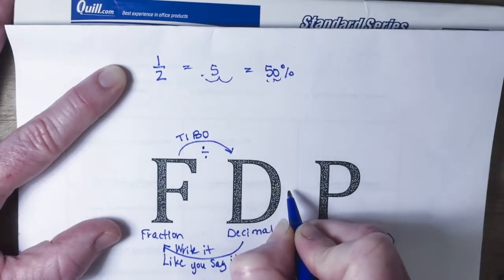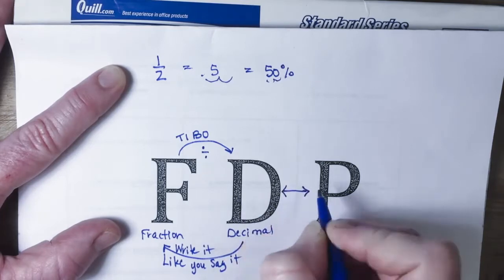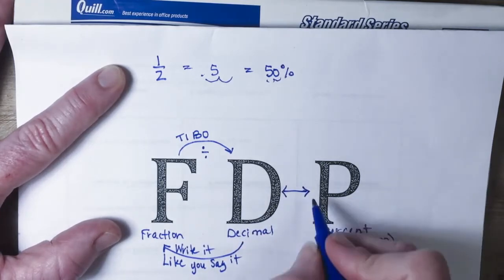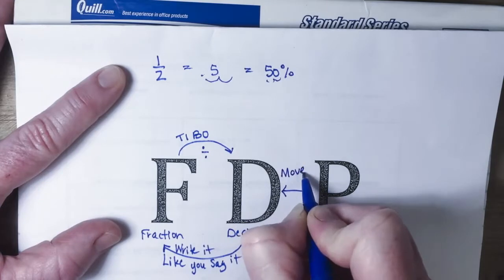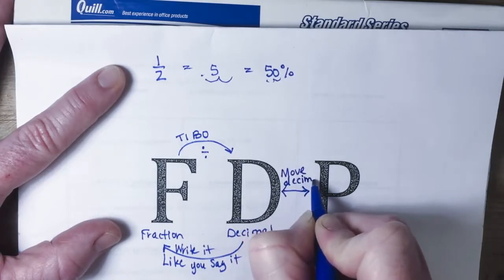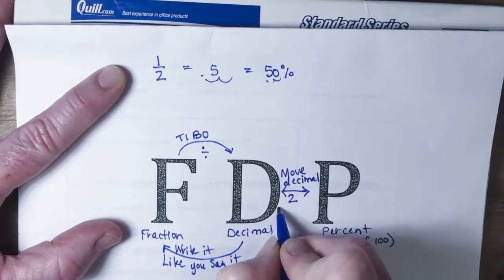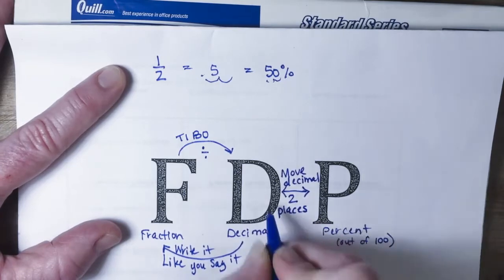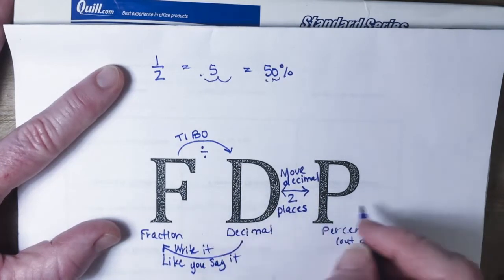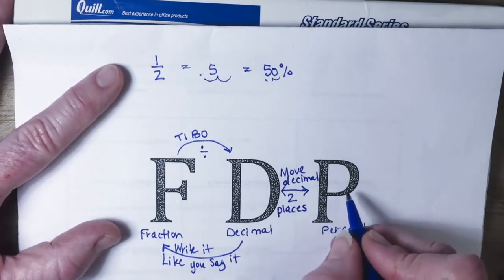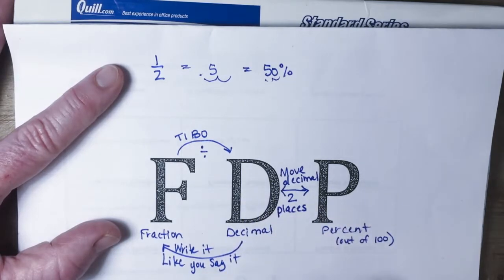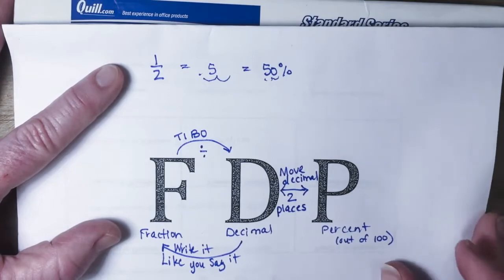So to get from a decimal to a percent, what we're going to remember is that we need to move the decimal 2 places. And if we're going decimal to percent, we're going to move it that direction to the right. If we're going percent to decimal, then we're going to move the decimal to the left 2 places. All right, so let's just practice using that.